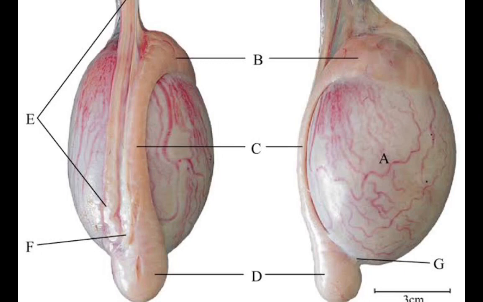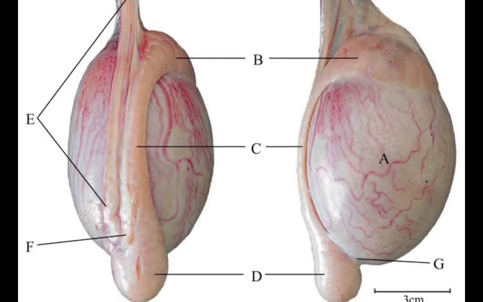Now in this slide you are seeing two views of the testis. The right side is the lateral view of the testis and the left picture is the posterior view of the testis. In the right side picture, which is a lateral view, you are seeing the upper pole is overlapped by the head of the epididymis, which is marked with B. Then the posterior border and the lateral surface is occupied by the body of the epididymis, and the inferior pole, which is marked by C, is connected to the tail of the epididymis, which is marked as D.